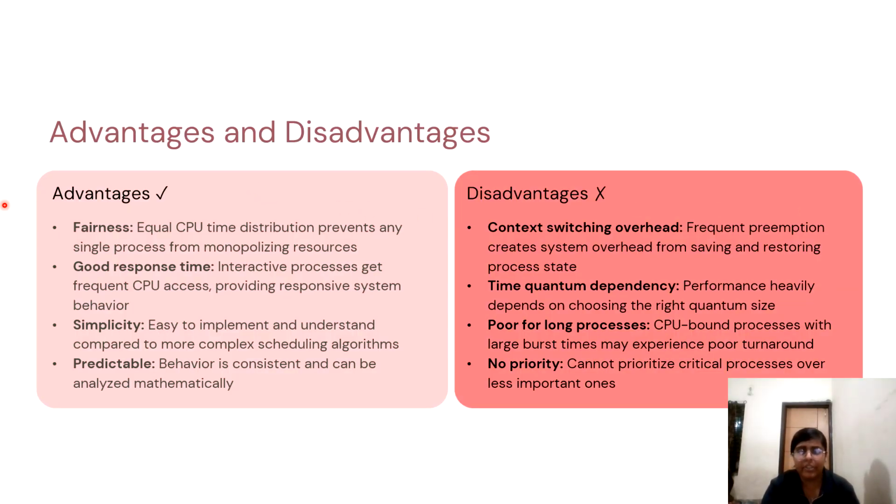Advantages and disadvantages. It has fairness, as we already saw, good response time, simplicity, and it is predictable. Disadvantages: context switching overhead, time quantum dependency, poor for long processes, no priority.